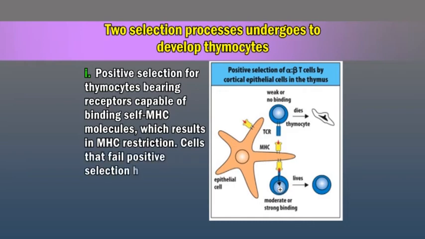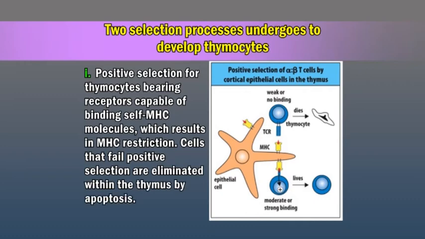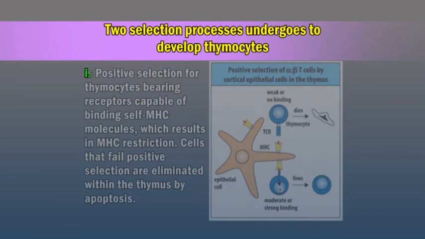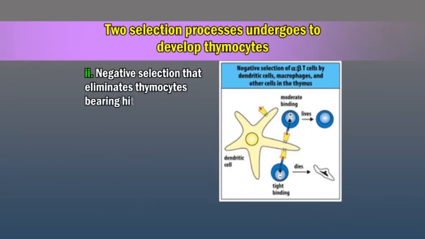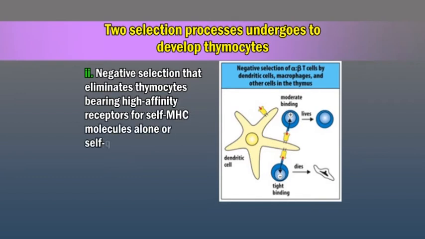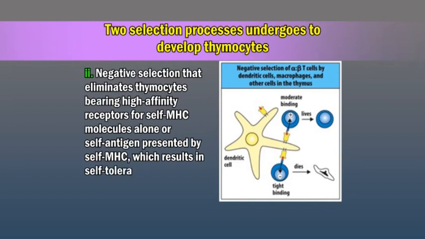Cells that fail positive selection are eliminated within the thymus by apoptosis. Negative selection eliminates thymocytes bearing high affinity receptors for self-MHC molecules alone or self-antigen presented by self-MHC, which results in self-tolerance.